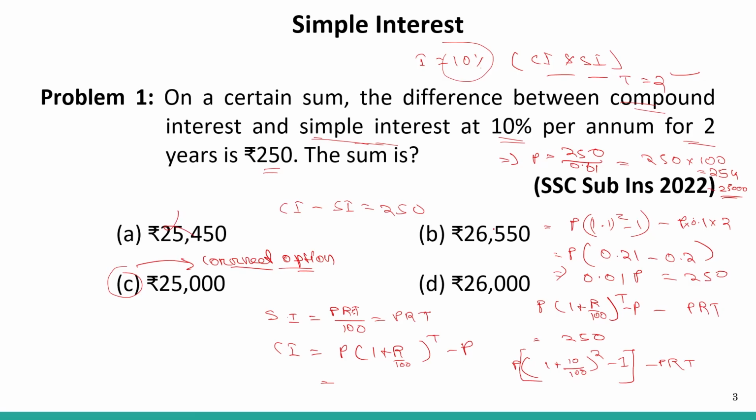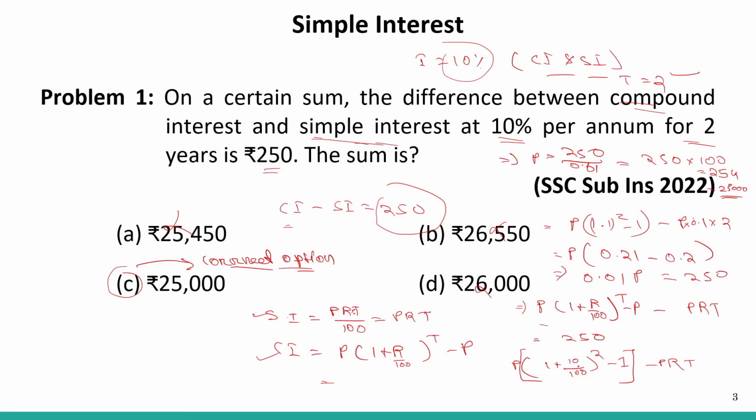B, A and D are all wrong answers. Let's cover it again in a shorter way. We are given the difference between compound interest and simple interest. CI is given by this formula and SI by this formula, and their difference is given as 250. So we subtract SI from CI in formula terms, and after the subtraction we are left with P into 1 plus R by 100 power T, minus P, minus PRT, which is equal to 250.